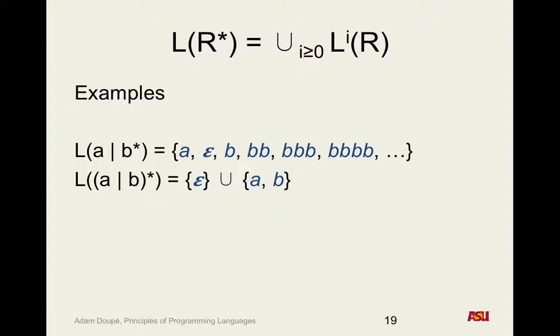This is where it gets tricky. So what we're doing here is taking the language described by A or B, dot, the language described by A or B, and that is AA, AB, BA, BB.